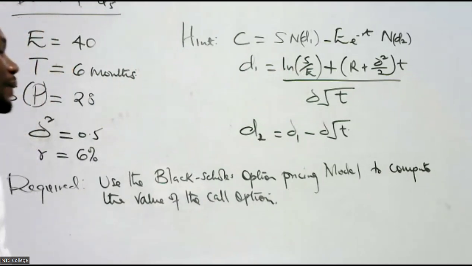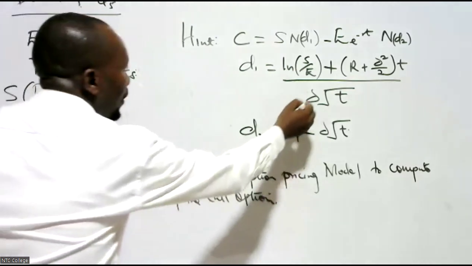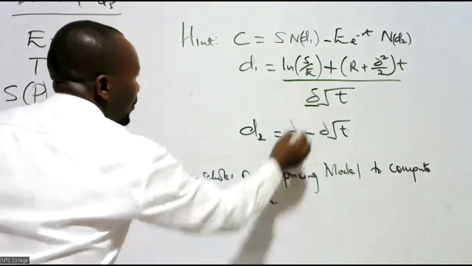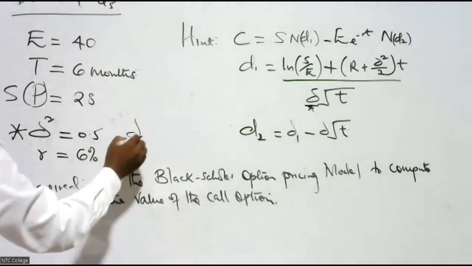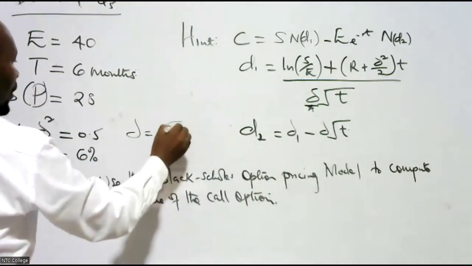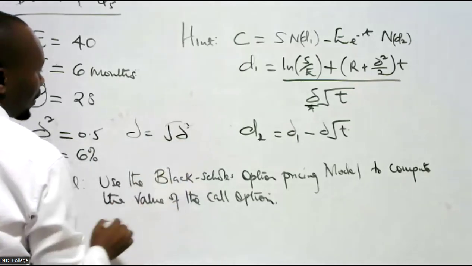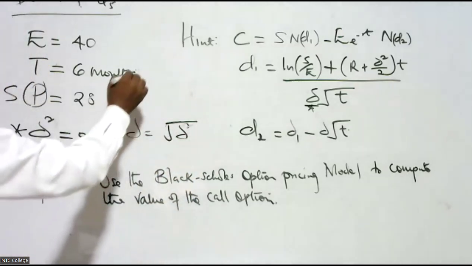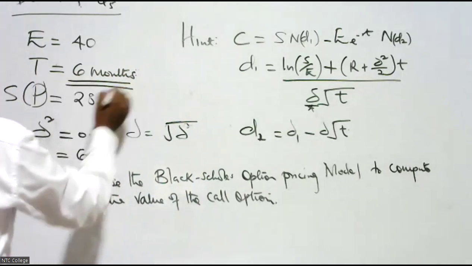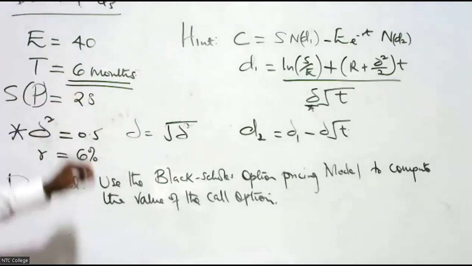Two things that you need to remember. One, when you want to convert variance to standard deviation, you have to get the square root of it. Number two, always remember to change the time into years. Even if they give you 3 months, make it into years.